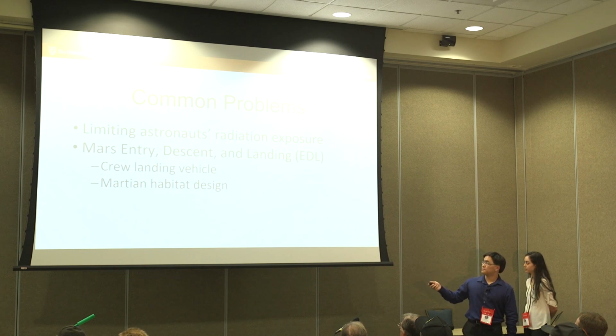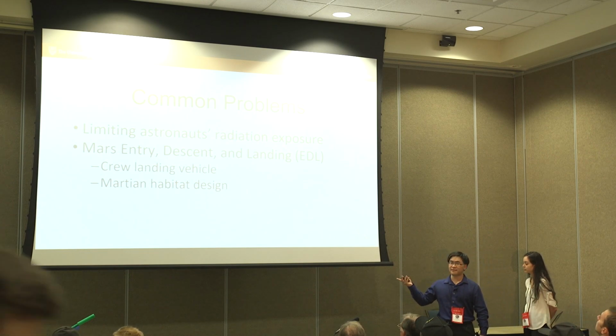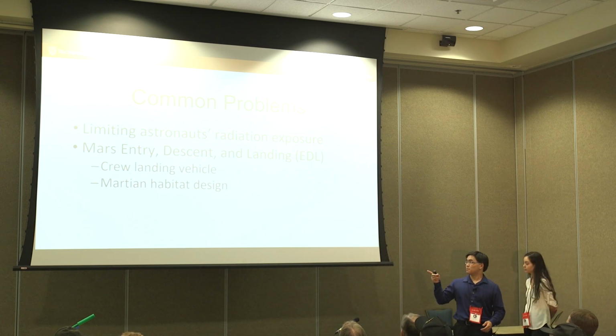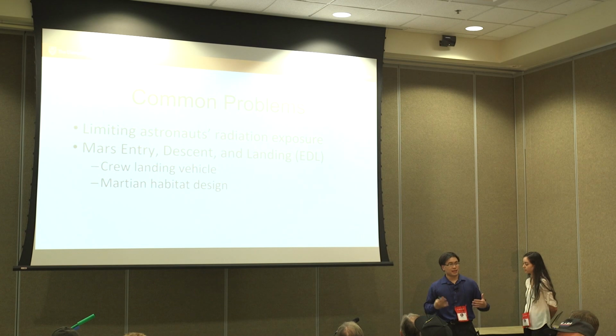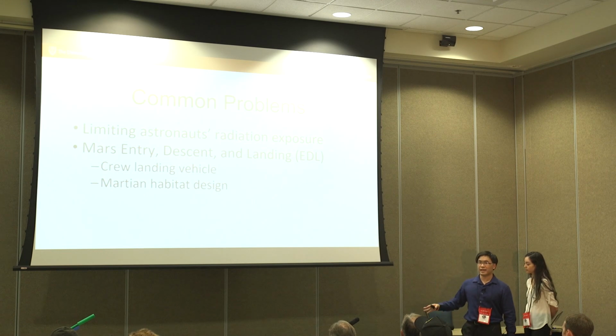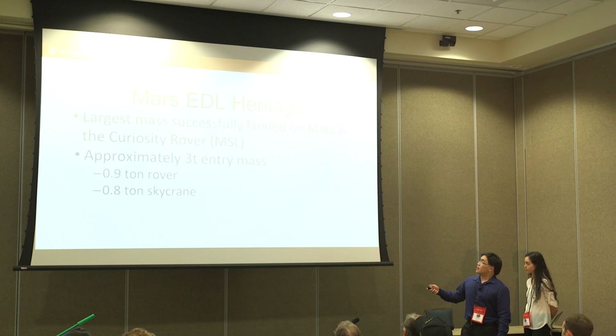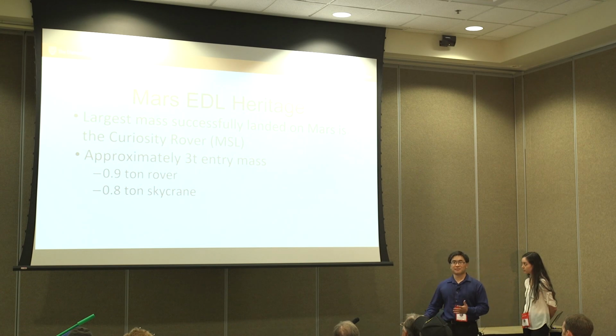This comes into play during the crew landing vehicle descent, as well as the Martian habitat design. The Martian habitats that are currently proposed are very high mass, a single habitat that can be very hard to land, that we haven't been able to do in the past. And so this stems into the problem of what we saw in EDL. As I was saying, the largest mass we've successfully landed on Mars is an entry mass of 3 tons, which is the Curiosity rover in MSL. That's the best we've done.